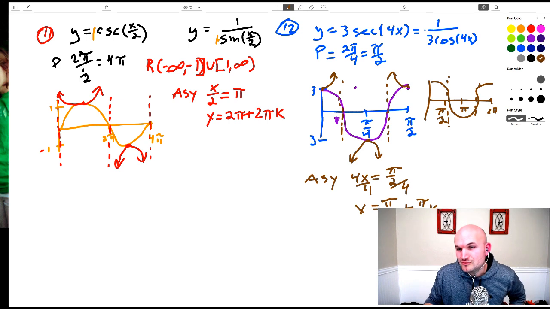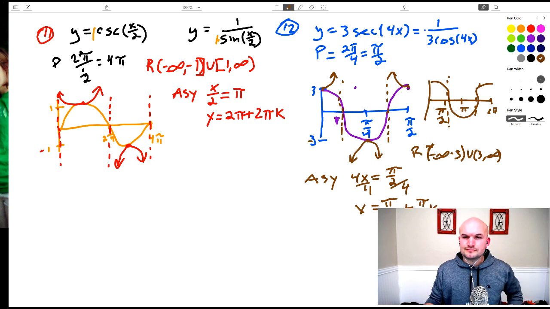So looking at the range real quick, the range is going to be all the way from negative infinity up to -3, and then that's going to be a union. Nothing going on here from -3 to 3, then from 3 to infinity. Okay, we're almost done, ladies and gentlemen.